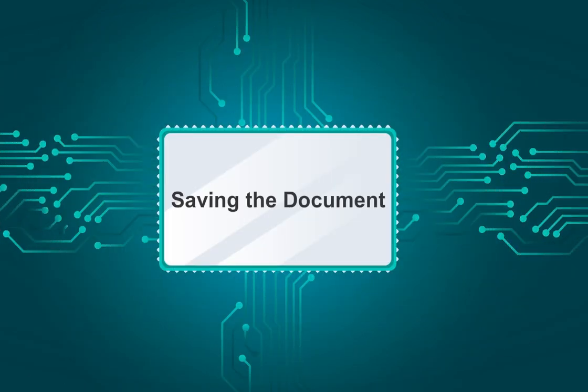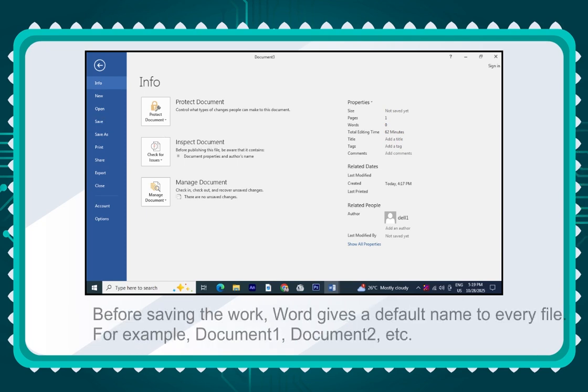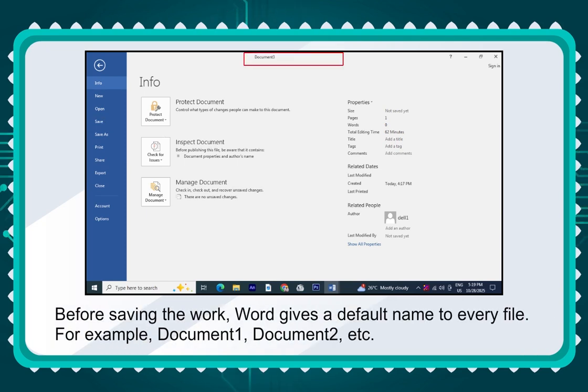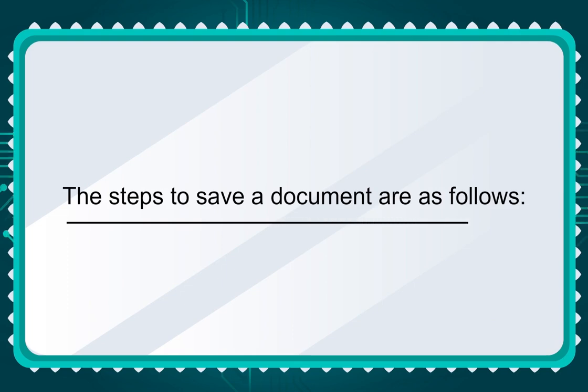Saving the document. After completing work, it is important to save the document so that the typed information is not lost. Before saving the work, Word gives a default name to every file, for example, Document 1, Document 2, etc. The steps to save a document are as follows.